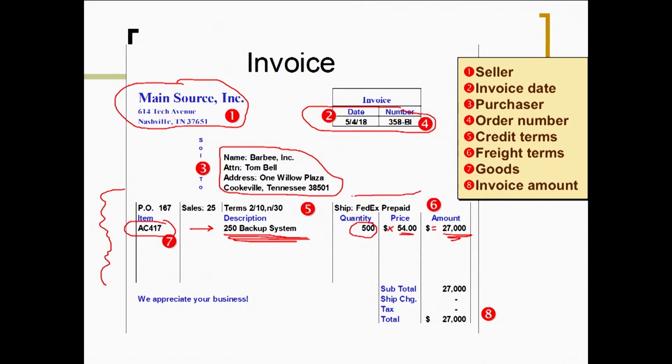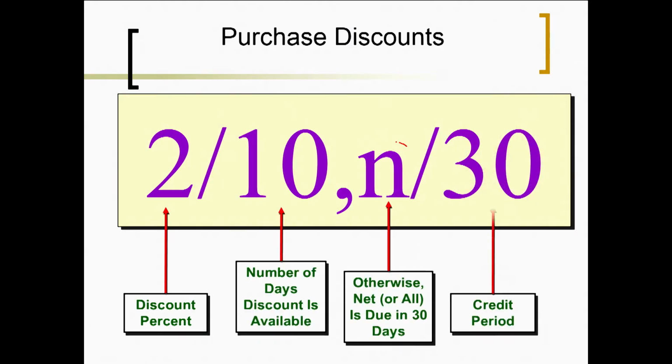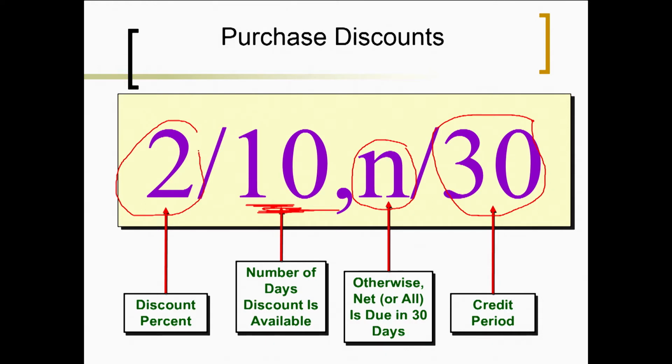Now, this right here, number 6, it talks about how it's going to be shipped. And then this is real important. Number 5 is credit terms. Well, what are the credit terms on this example? The credit terms are something called 2/10, n/30. What the heck does that mean? Well, what that means is this. That means we owe the full amount due in 30 days. Okay, we have to pay the full amount by 30 days. However, if we pay within the first 10 days, if we pay by day 10 or earlier, we can knock off 2% on what we owe.